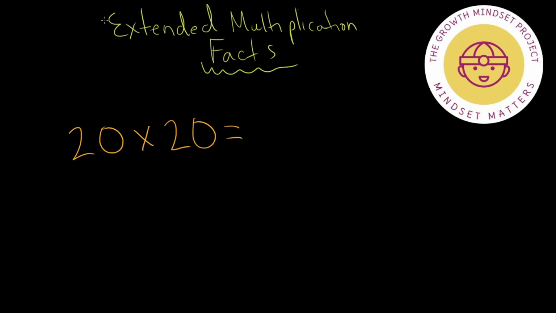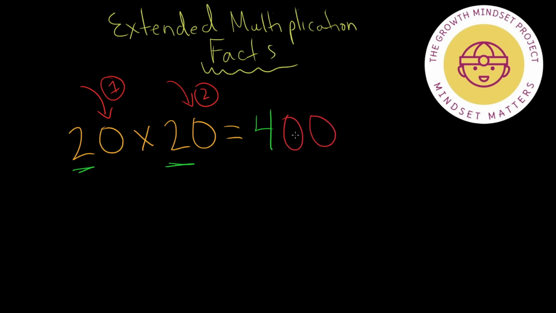So I know the rule is to multiply and count my zeros. So first, let's multiply. Okay? Let's multiply. I know 2 times 2 is 4. Okay? And now I need to count my zeros. There's 1 0, and there's 2 zeros. So I need to add 2 zeros to the end of my number. So 20 times 20 is 400. And you can keep going.